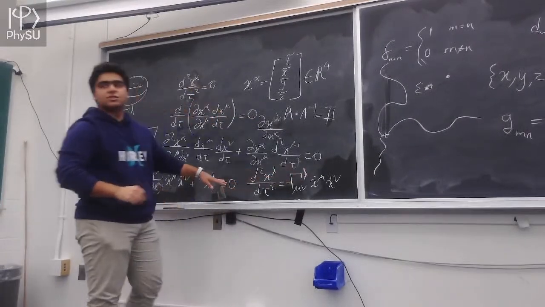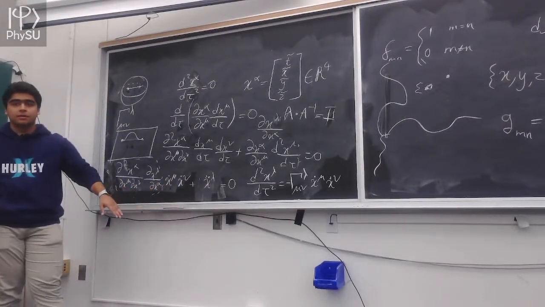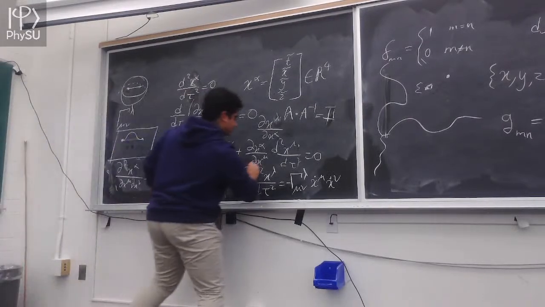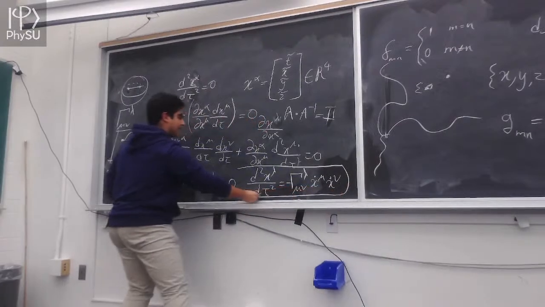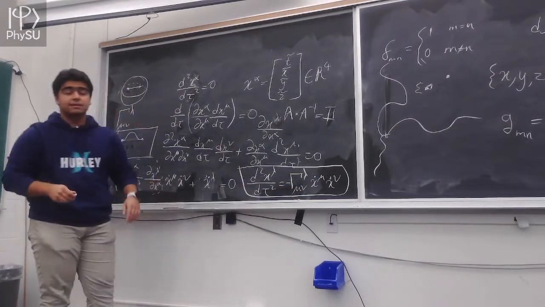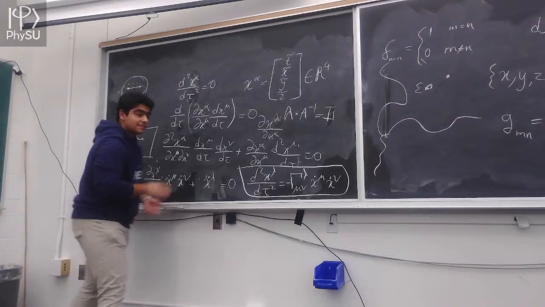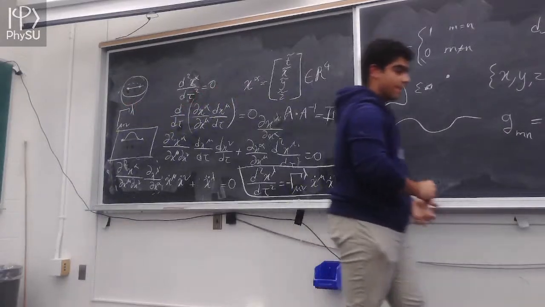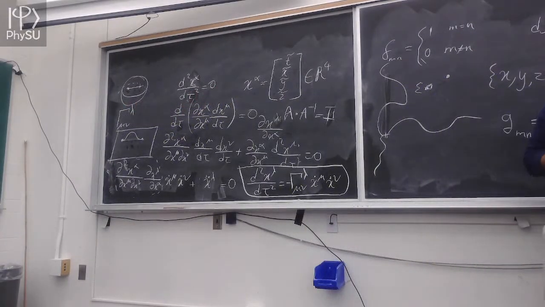And this is called the geodesic equation. So this is what you would use to calculate those paths. So that's the first part of the physics. And now the second part is about the Einstein Field Equations.